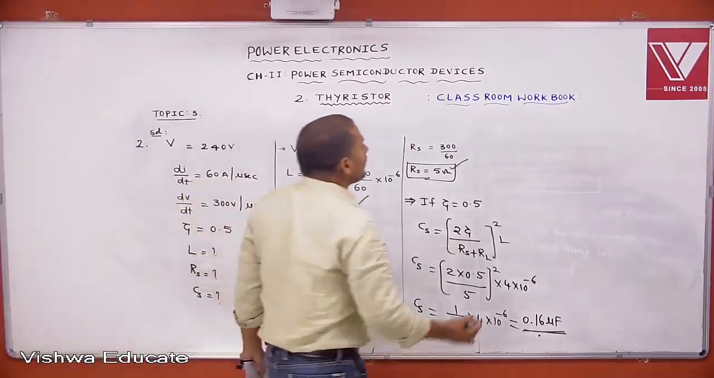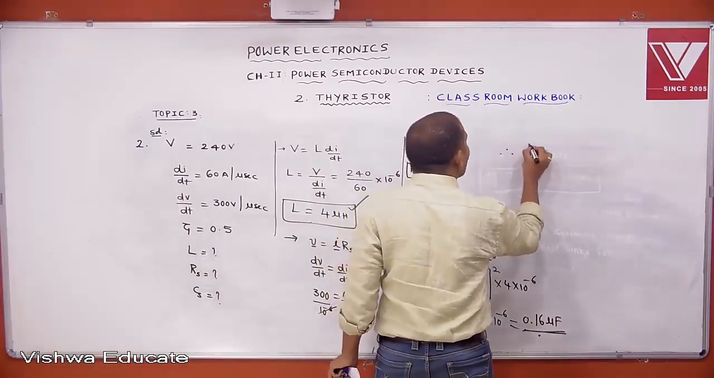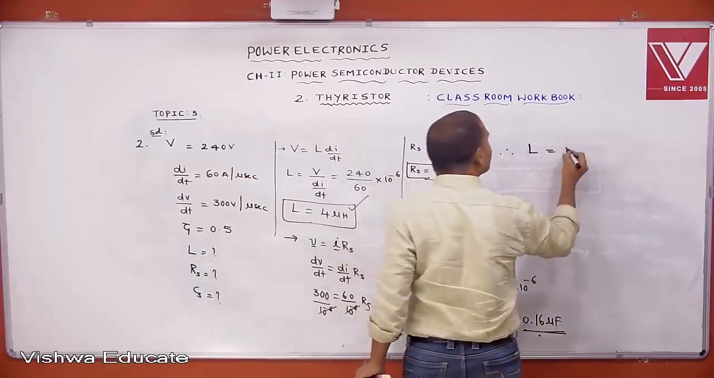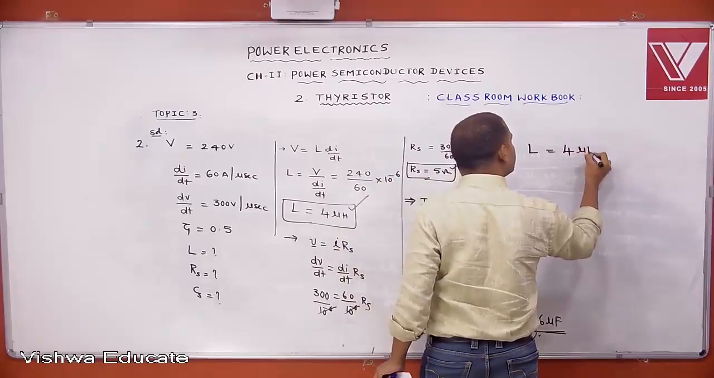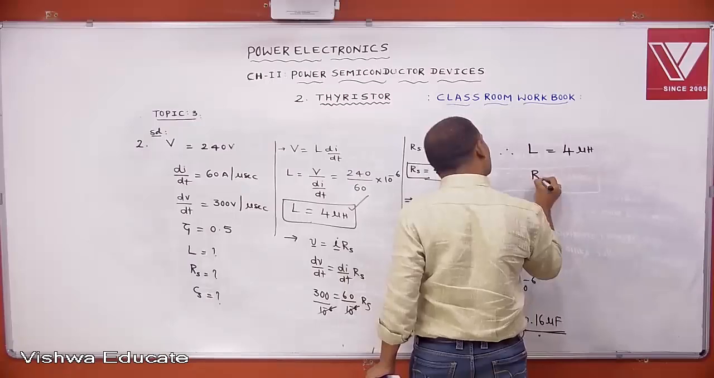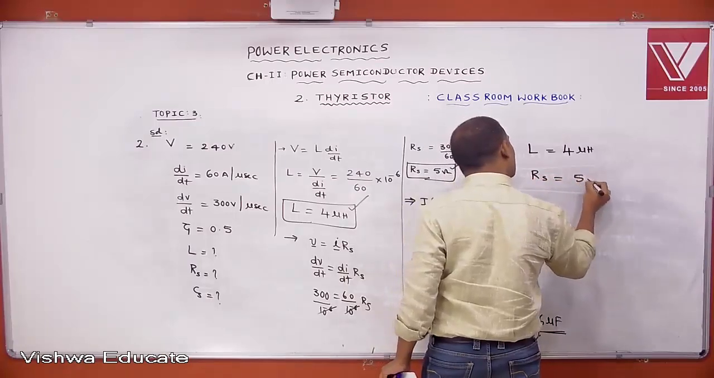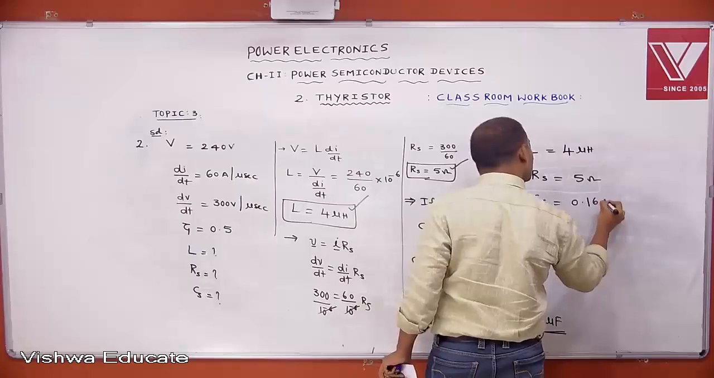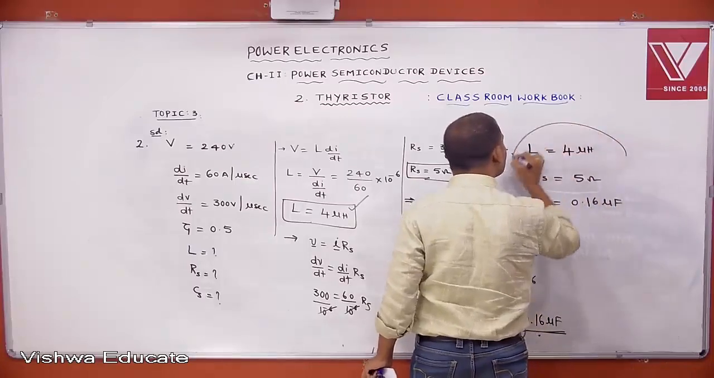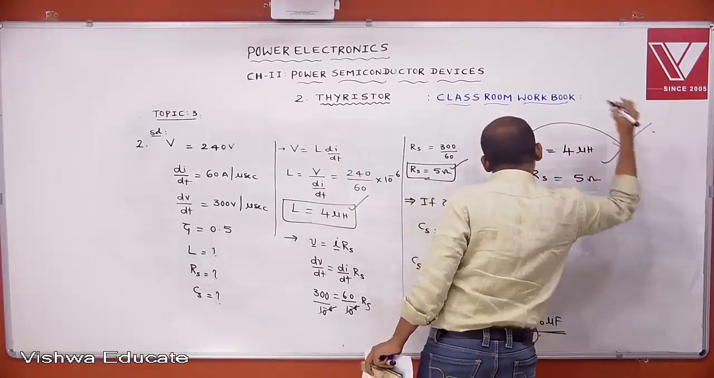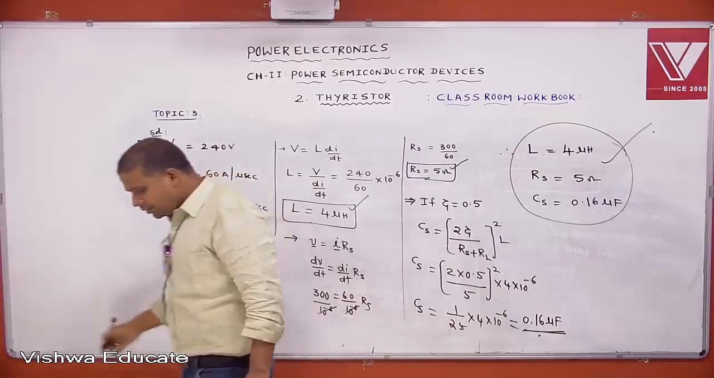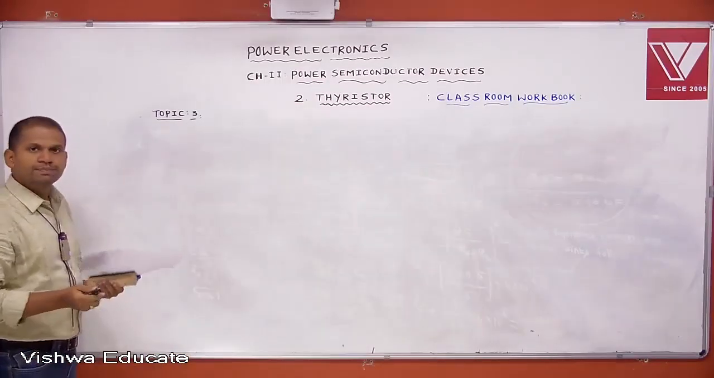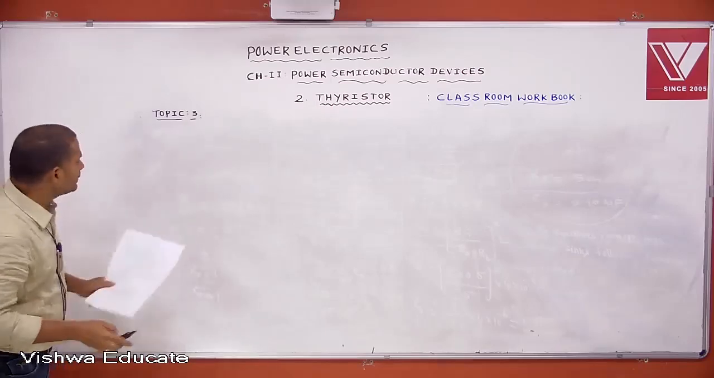Therefore, the final result is: what is the value of the di by dt inductor? 4 microhenry. What is the value of Rs we are getting? 5 ohms. What is the snubber circuit capacitance we are getting? 0.16 microfarad. This is the final result. Concentrate. Note down. Read the question. All of you. Concentrate.